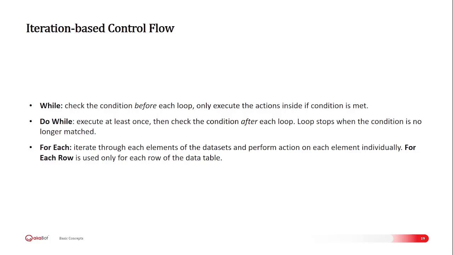Lastly, we have the for each loop. It is used to iterate through a collection of items, such as a list or an array. For example, if you have a dataset, the for each loop allows you to go through each element and perform an action on it individually. There's also a specific version called for each row, which is used exclusively for iterating through each row of a data table.